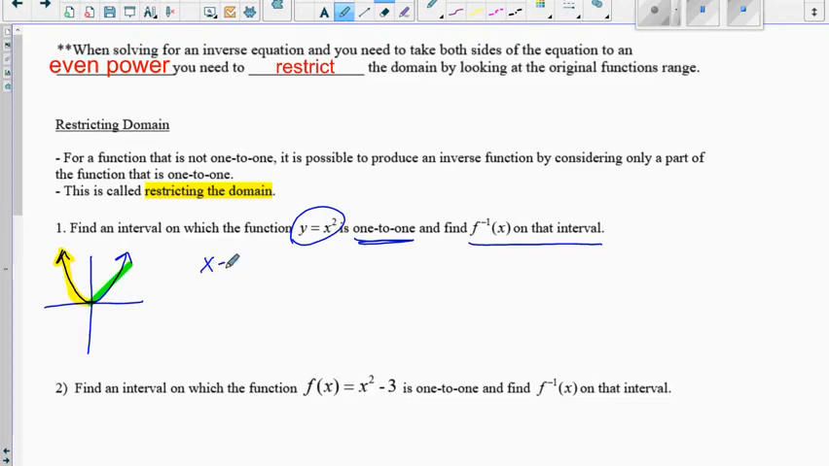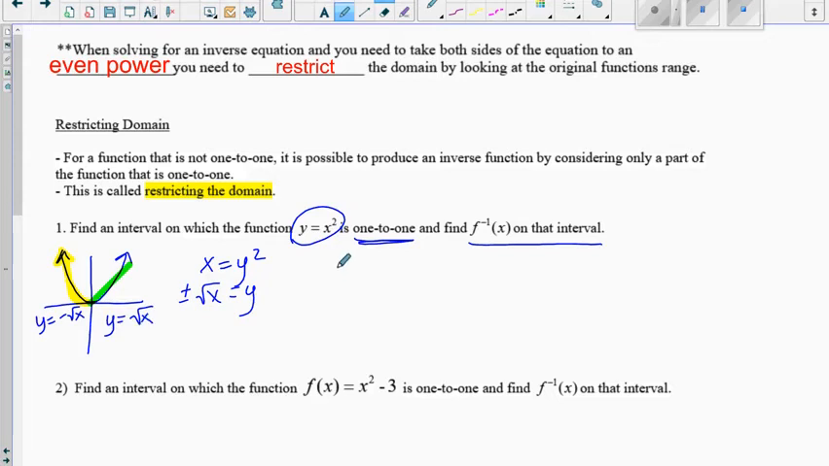So switch our x and our y. So x is equal to y squared. So get rid of that power, I have to take plus or minus the square root. And now I have my inverse equation. So when I have the negative part of my equation, that would be this side of my graph. So this would be the y equals negative root x. And this side of my graph is actually the y equals the positive root of x.